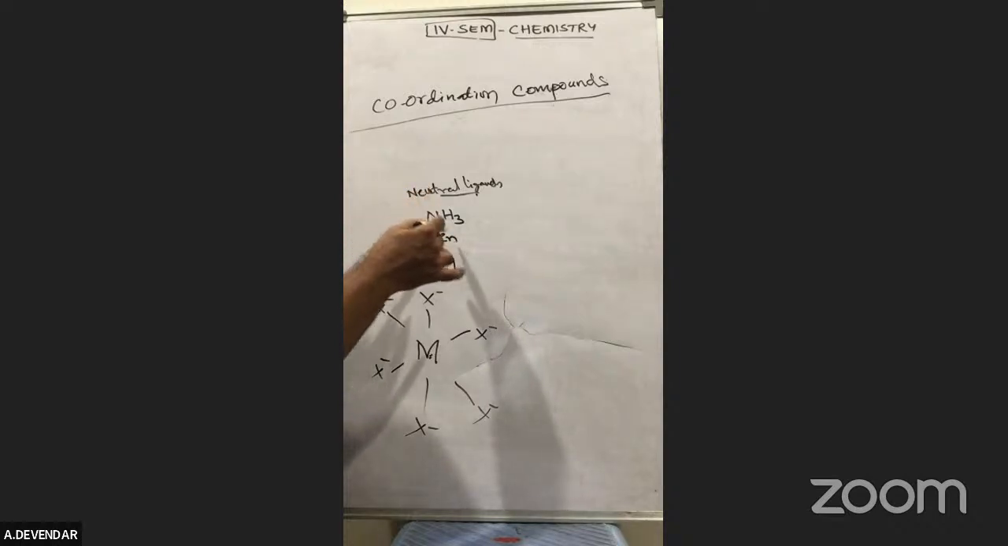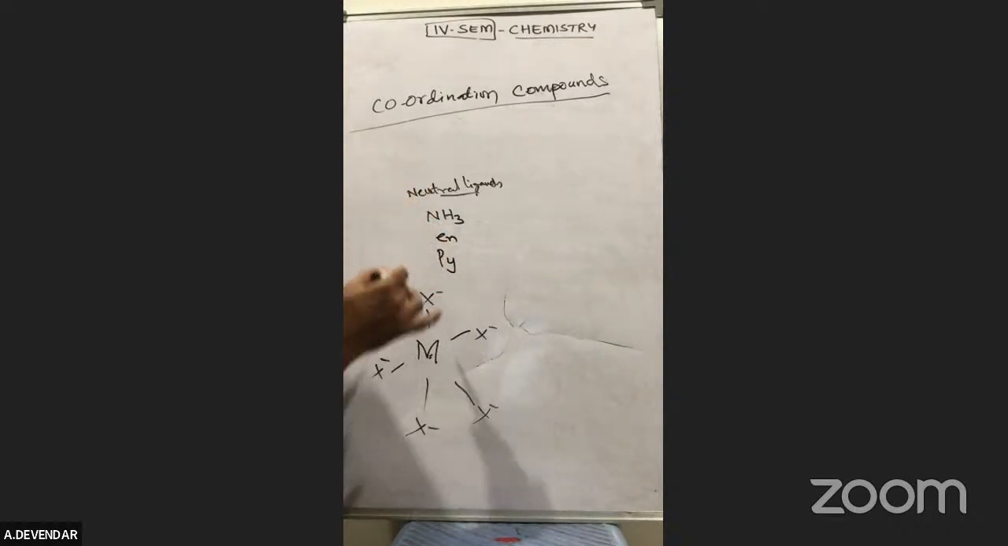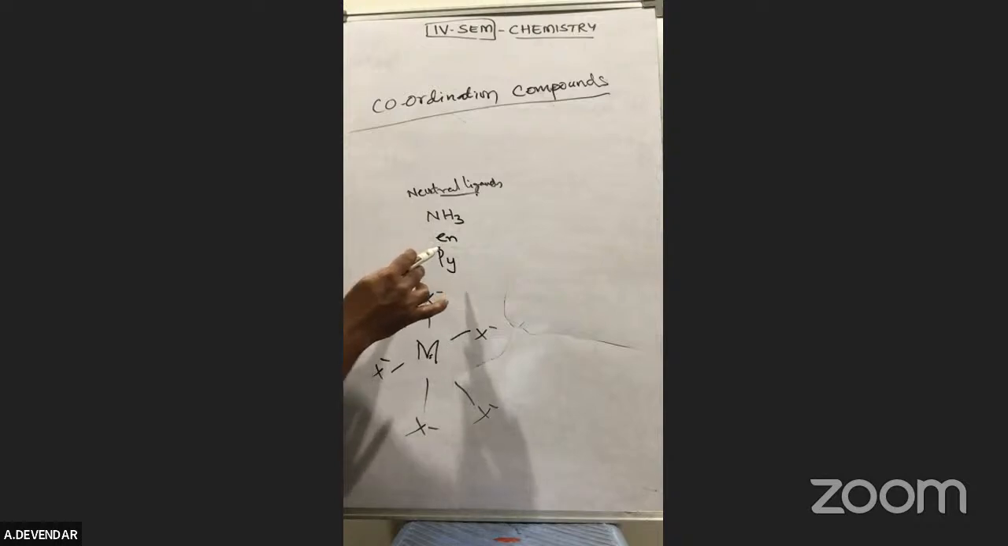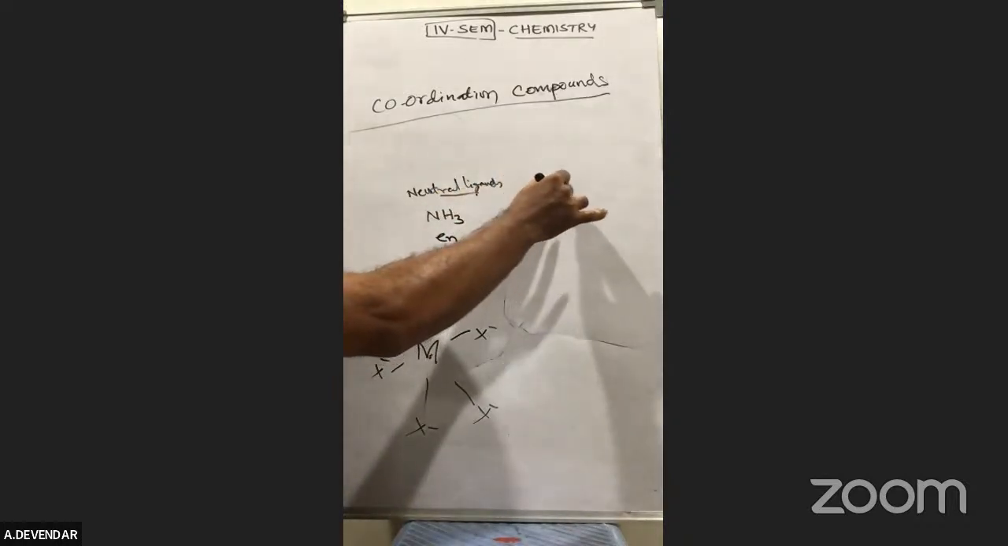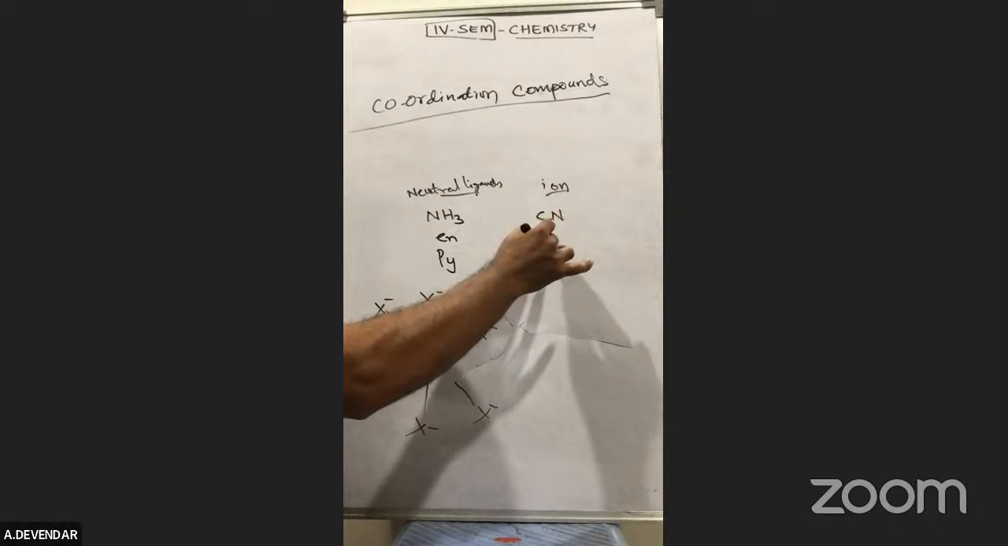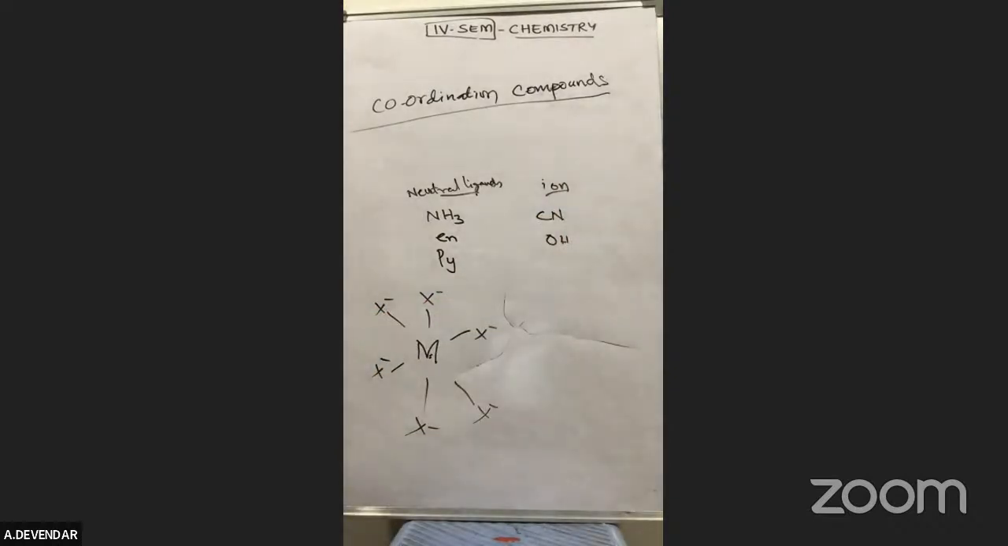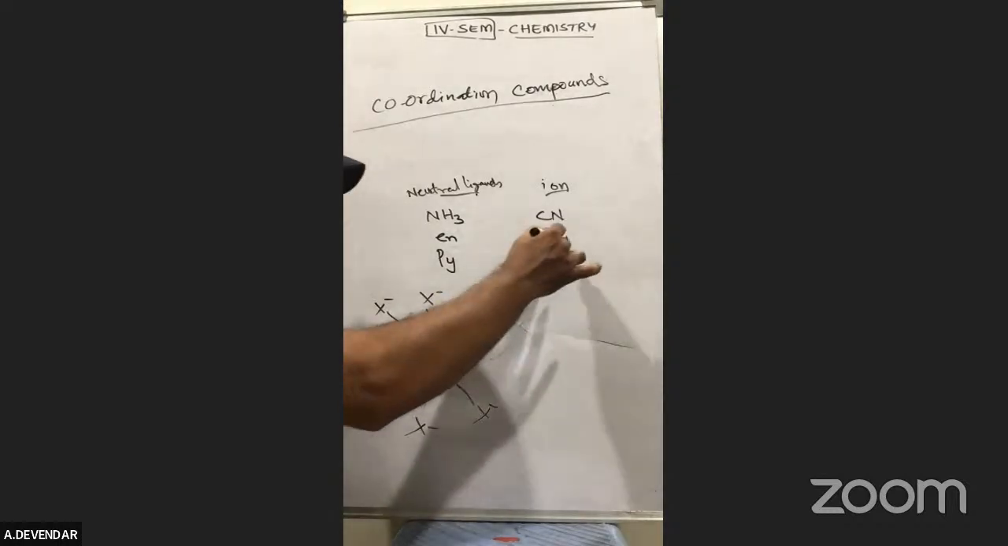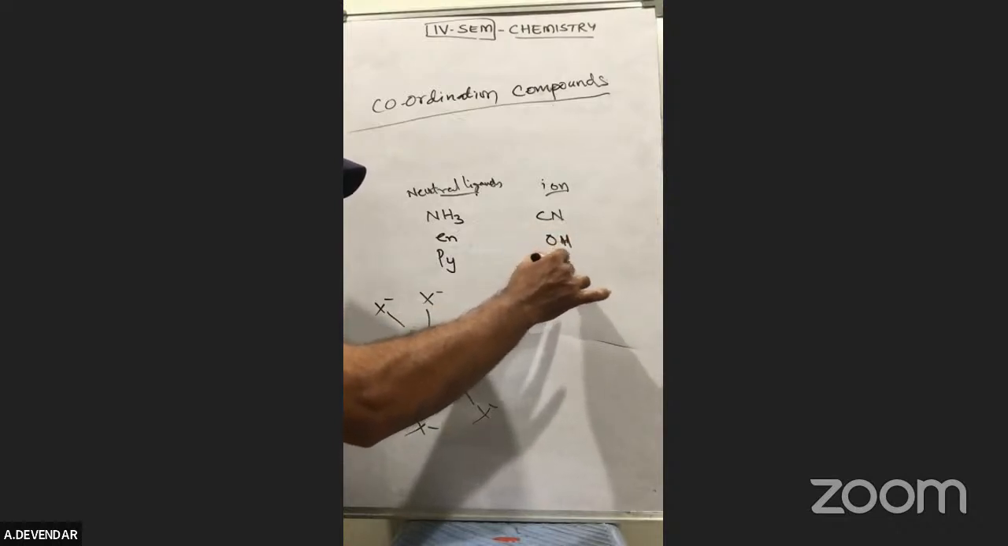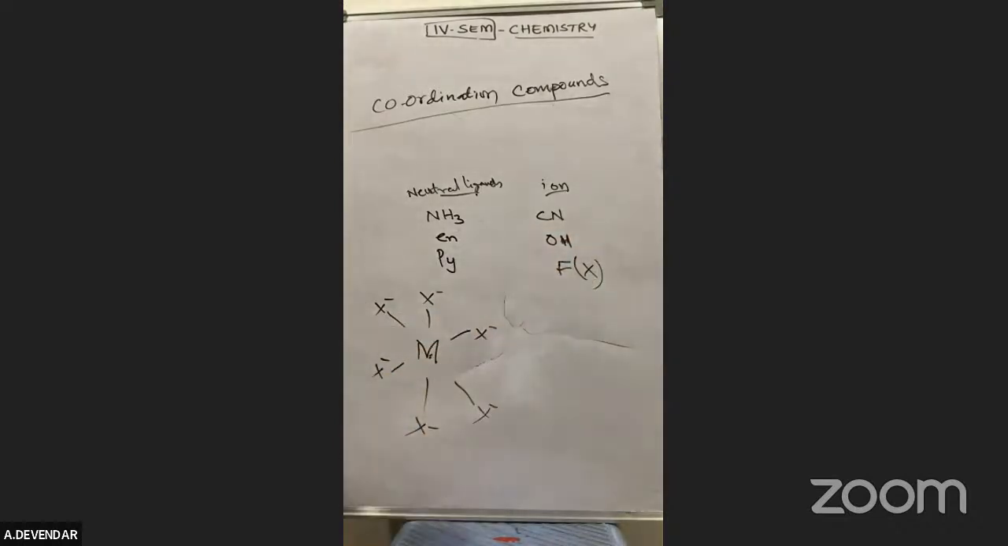So neutral ligands are ammonia, ethylene diamine, pyridine. I'm writing the symbol of ethylene diamine as En, and pyridine as Py. And negative ligands are cyanide, hydroxide ion, OH, and also the halogens. That means your X can be something like fluoride. These are the negative ligands. Okay. So on the basis of the neutral or negative ligands surrounded by the central atom, a complex compound is formed.